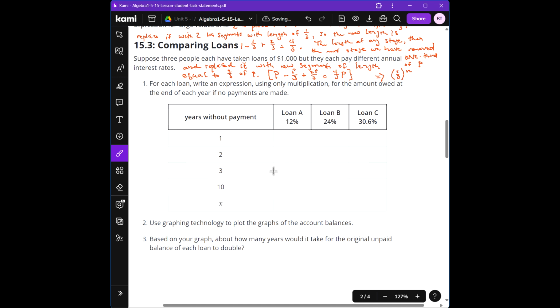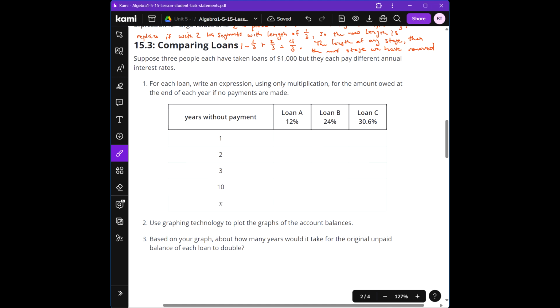I'm going to erase what is up here just so that we can read it a little bit better. Okay, so we have 3 people who have taken out loans for $1,000, so they're going to have interest to pay back on that. But they each pay different annual interest rates. For each loan, write an expression using only multiplication for the amount owed at the end of each year if no payments are made. Okay, so we've kind of seen this before.